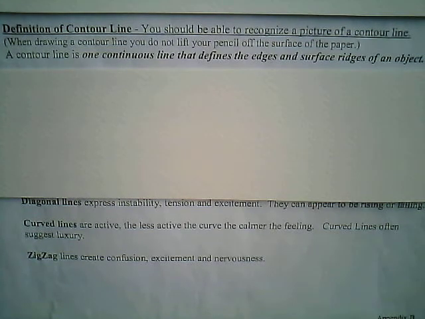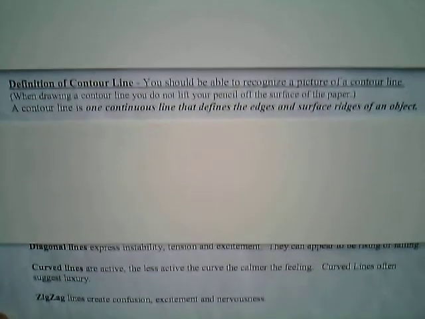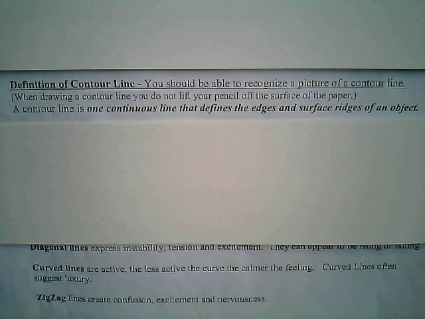So go ahead and finish writing that one down. I'm going to move it down a little bit. You're good? You're done with this one? Yeah, I got it. Okay, all right. So a contour line is a continuous line that defines the edges and surface ridges of an object. So continuous line, what does that mean?